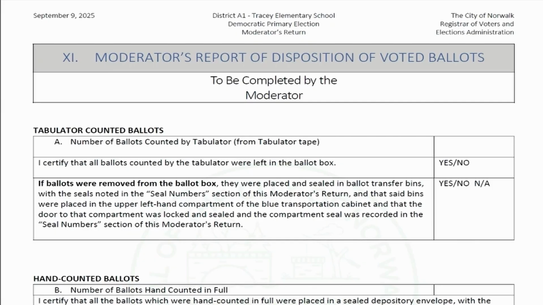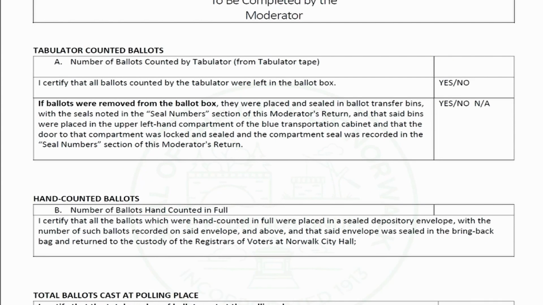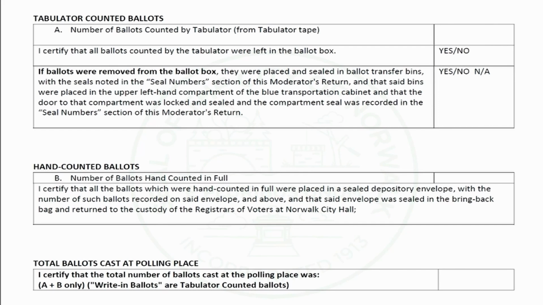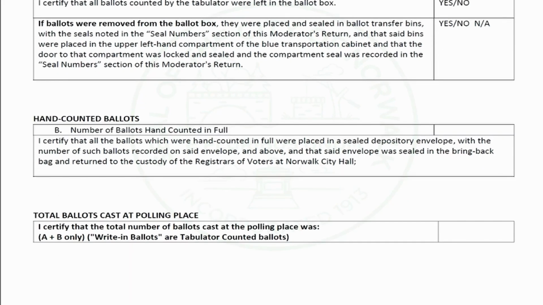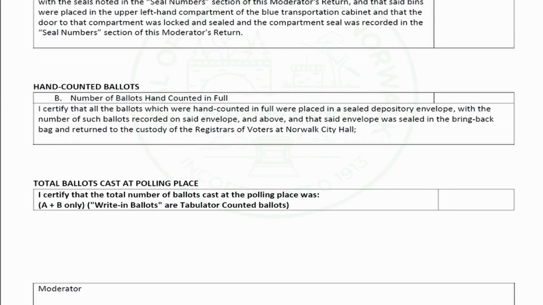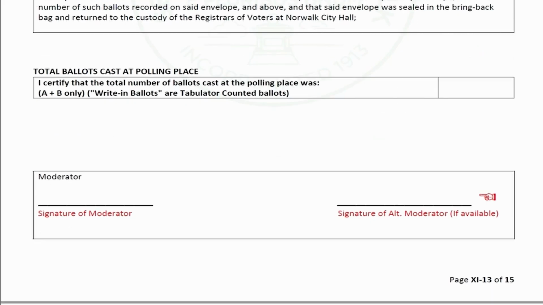Once the election reconciliation tally has been completed, the moderators must certify how many ballots were cast and where the ballots were secured after the election. In practice, all ballots that pass through the tabulator should remain in the ballot box, while hand-counted ballots should be placed in an envelope labeled Hand Count Ballots. This page must be completed and signed by the moderators.